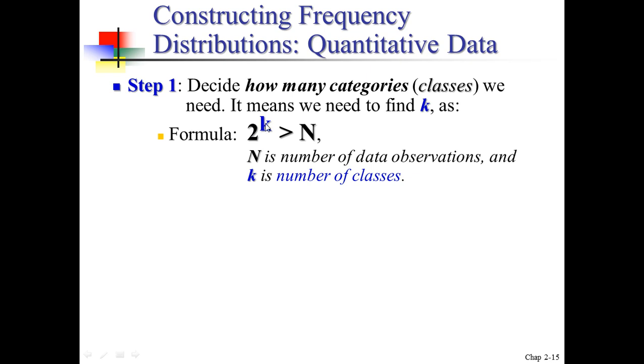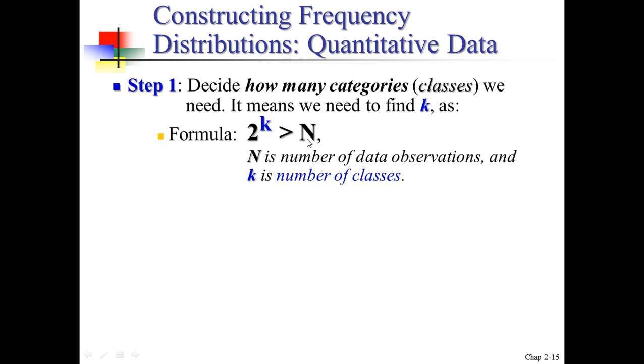So 2 exponent 4 is 16. 2 exponent 5 is 32. 2 exponent 6 is 64. 64 is greater than 50. That's why I can say that K is 6. So if your class consists of 50 students, I can allocate every student in the class into 6 groups. So when I make the table, you must have 6 groups in this table.